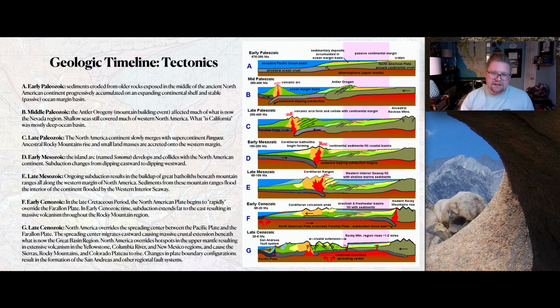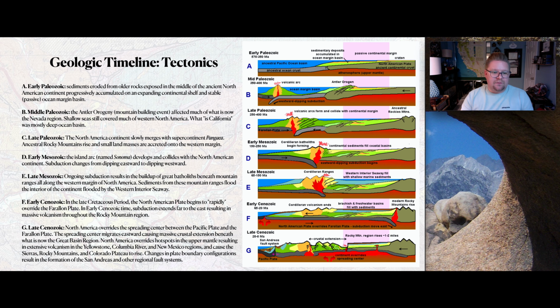Isn't that crazy to think that the result of the Farallon Plate sinking, there along the San Andreas Fault, as it were, was enough material to create volcanics as far as the Rockies and mountain ranges. I don't know, just quite fast. Just California, right? And the last one, letter G, during the late Cenozoic, 20 million years to today, North America overrides the spreading center between the Pacific Plate and the Farallon Plate.